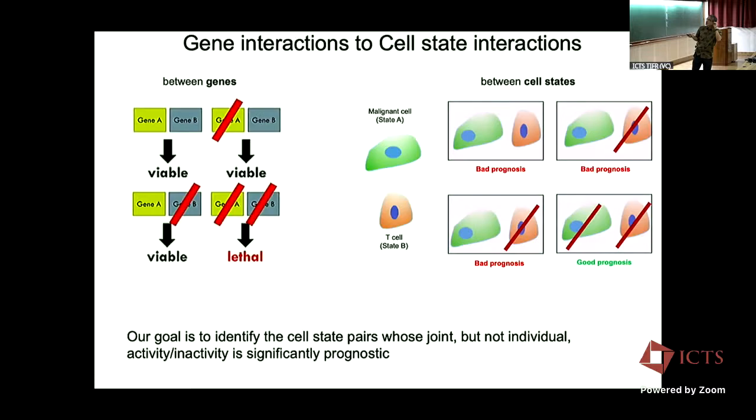Okay, so we did the following. We are doing this, it's not a done work. So we literally translated this notion of gene-gene interaction, I'm just showing this for synthetic lethality, to cell state interaction. Is that clear? So you have malignant cell state A, T cell state B, and only when both states are present, you have good prognosis, otherwise you have bad prognosis. So that's what I mean by interaction. Not interaction in terms of physical interaction, not interaction in terms of co-occurrence, but interaction in terms of when they co-occur, it has a very specific outcome, clinical outcome.